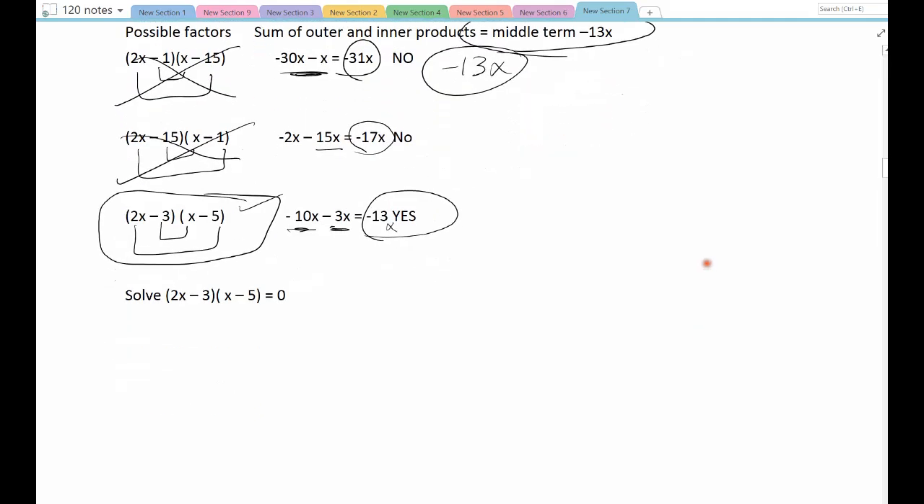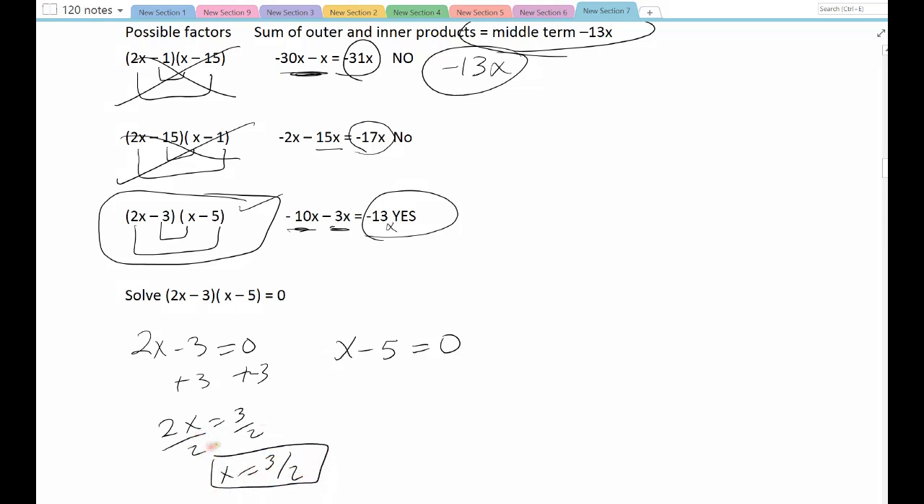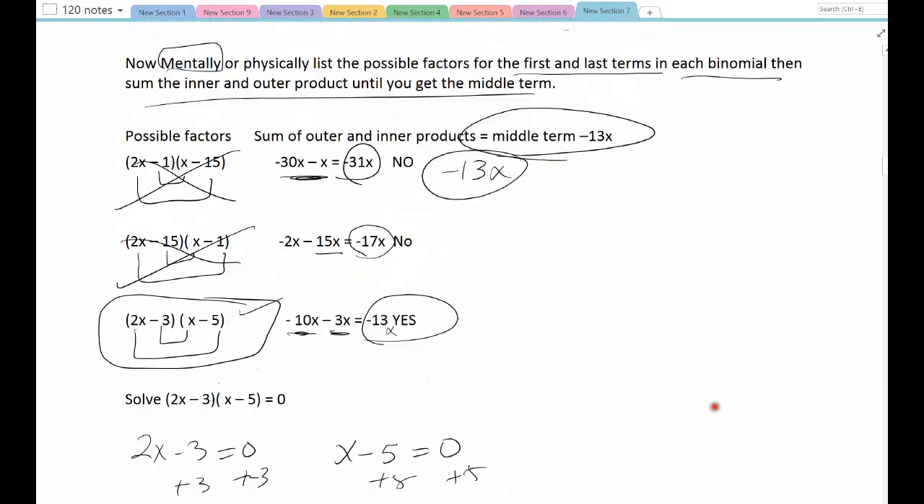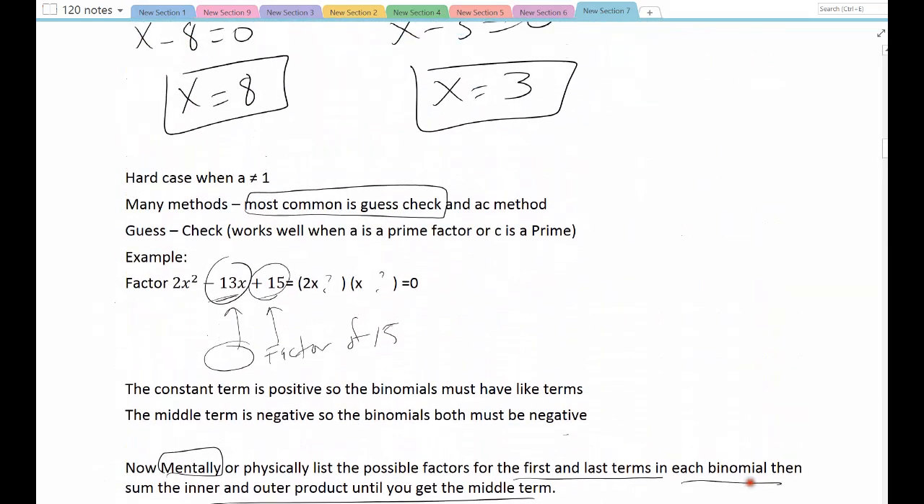Alright, now I can solve it. So my 2x minus 3 equals 0, and my x minus 5 equals 0. And so I move that 3 over and then divide by 2. And so one of my answers is positive 3 halves. And my second answer is positive 5. So 5 and 3 halves are the solution to my original equation.